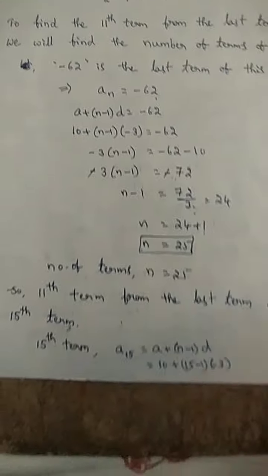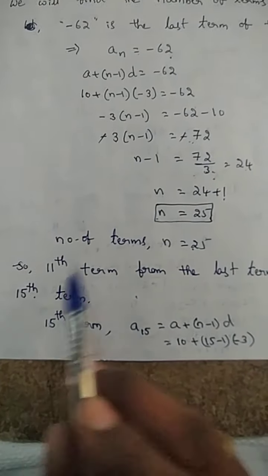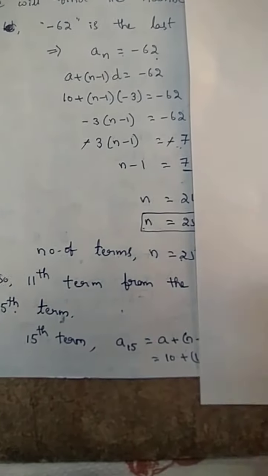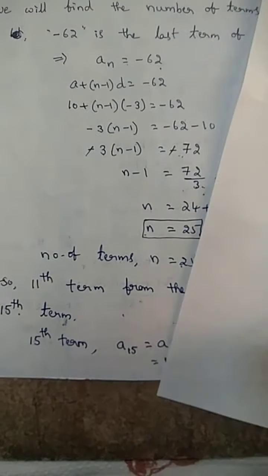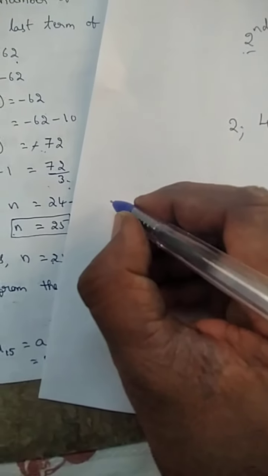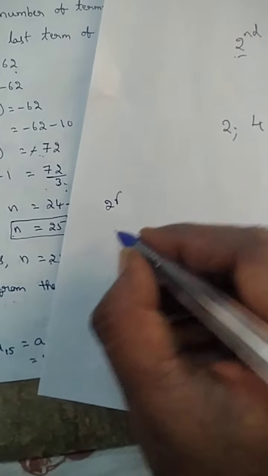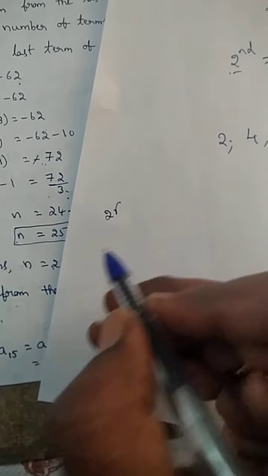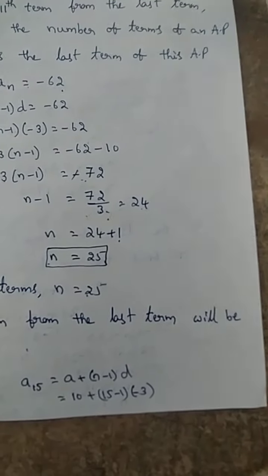Okay. So in such a way, we'll do this. The 15th term. How many terms are there? 25 terms are there totally. So we'll add the 25 terms. From the last it is the 11th term, then automatically it is the 15th term from the first.